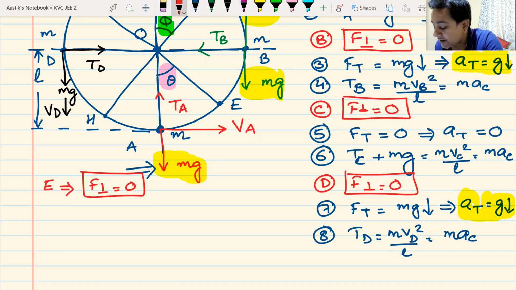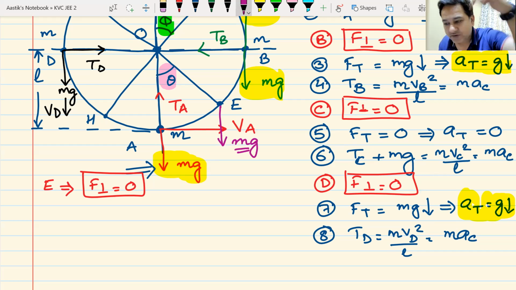Can you write the equation at point E? I'll help you out. What is the first thing that you have to do? Let us first draw the free body diagram. Weight mg, as always, is a very disciplined student, just like you guys. It always stays in the same position. It always acts vertically downwards.